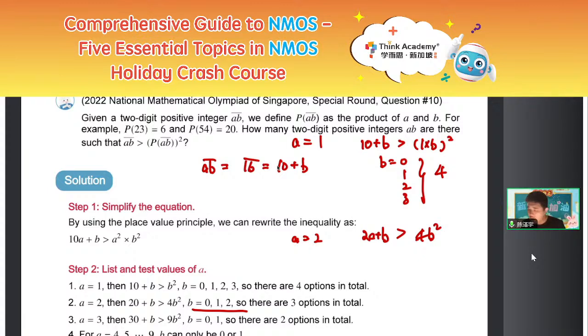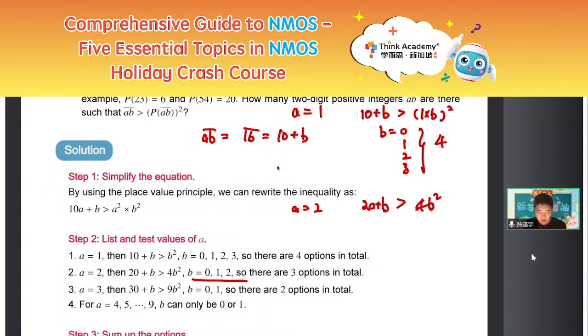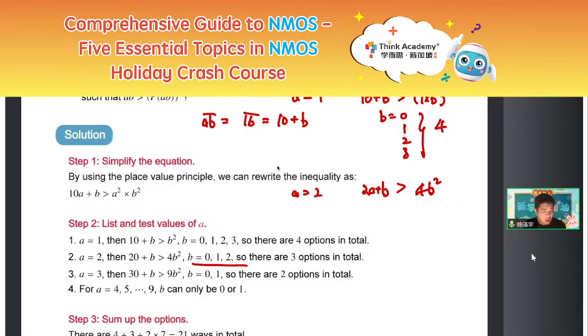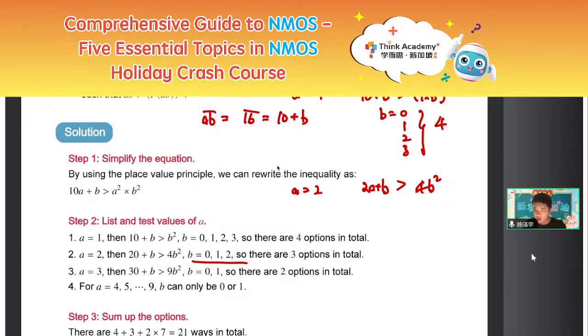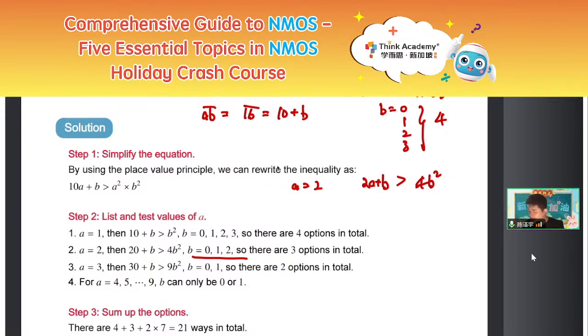While people are doing the calculation, a lot of you will forget to include the 0, but actually 0 sometimes works. As long as it's not the first digit, 0 works. So just check one by one. I'm not using any special tricks. And I think you will get it. Yes, 21 is the answer.